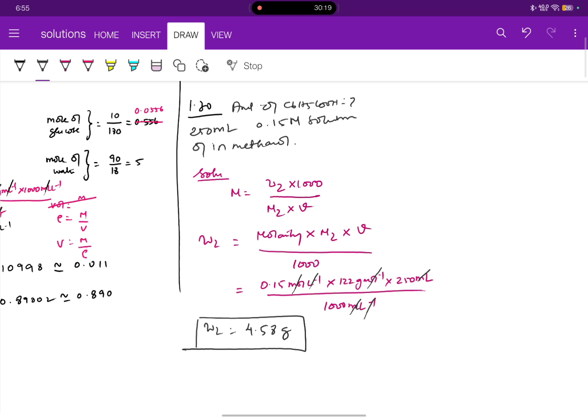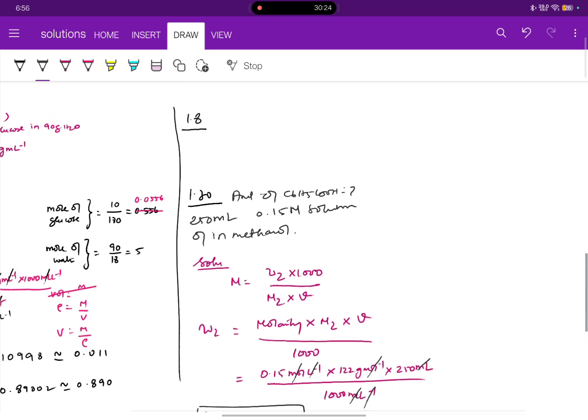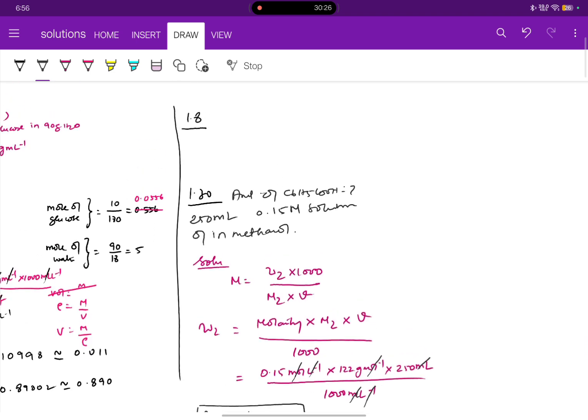So it is not required that they should directly ask questions, they can ask like this. You can do question number 1.8 as homework.